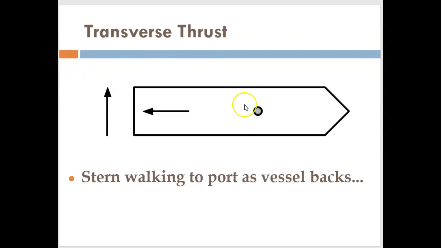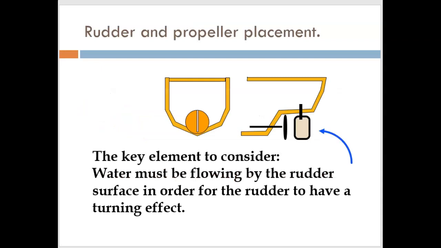This is maybe the conning position of the ship. It's not the pivot point. The vessel's going astern, and the transverse thrust drags the stern off in this direction, walking to port. Now, I know many of you have learned that in the past, so we'll be real quick on that. Let's talk about something new.